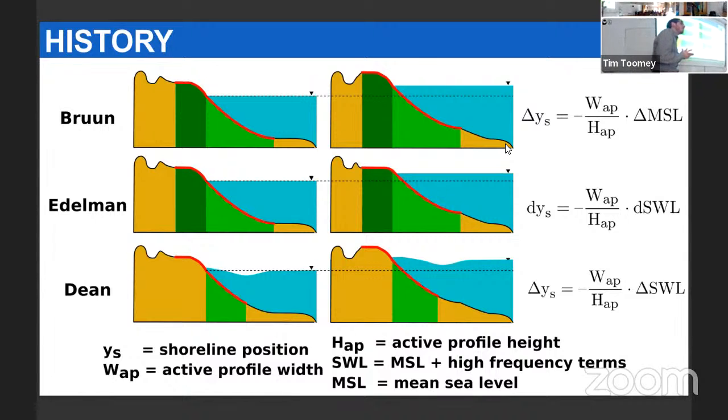Sorry. Can you explain again what's the difference between delta YS and DYS?